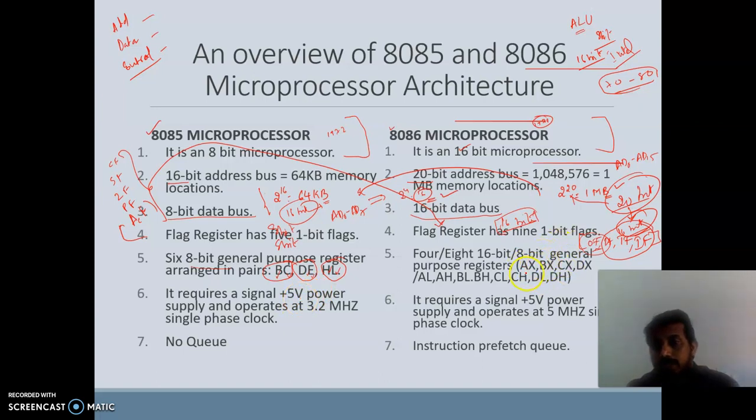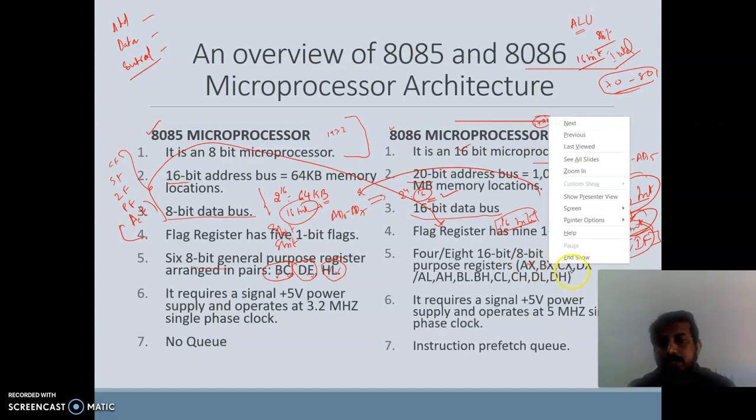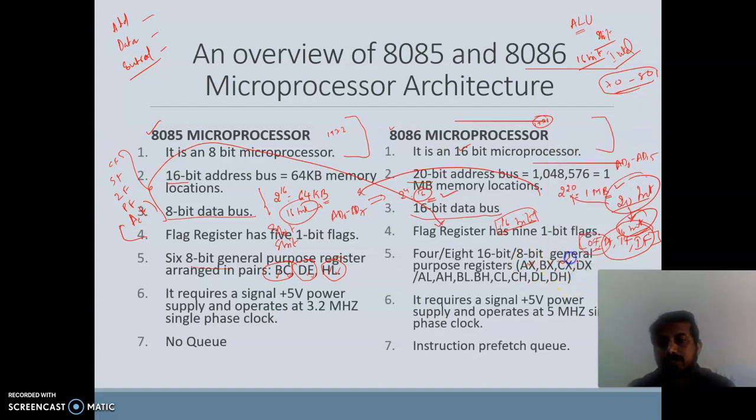In your 8086, we have 4 16-bit general purpose registers: AX, BX, CX, and DX. These are the 4 general purpose registers in your 8086. These 16-bit registers can also be used as 8-bit registers like AL, AH, BL, BH, CL, CH, DL, DH. They can be used as 8-bit registers.